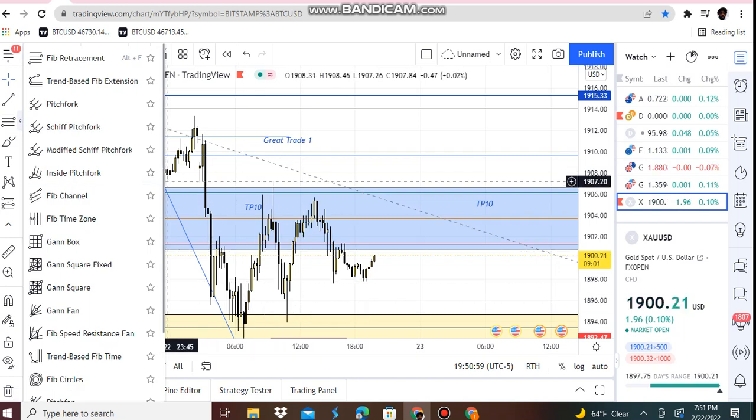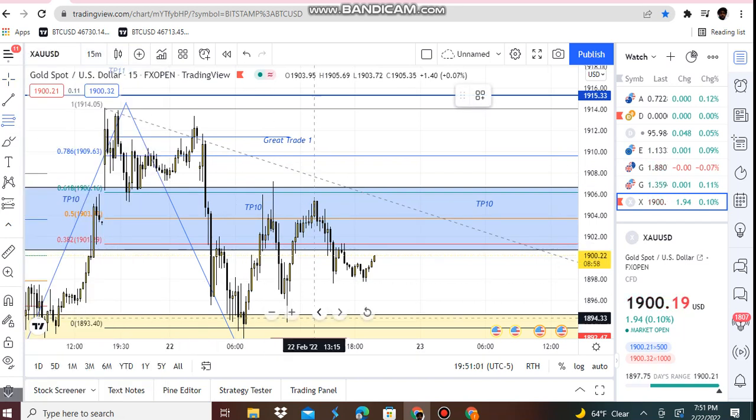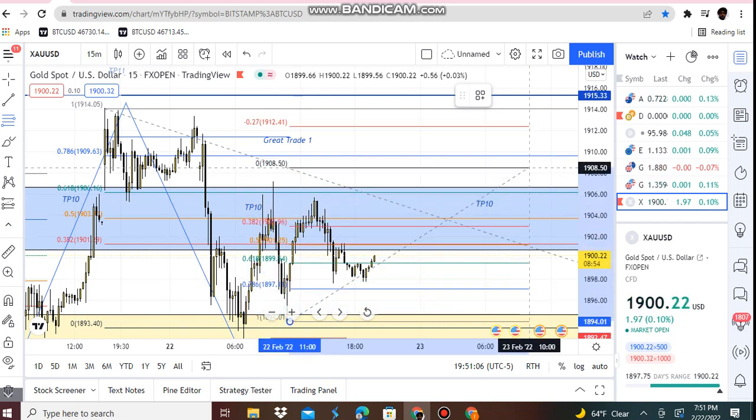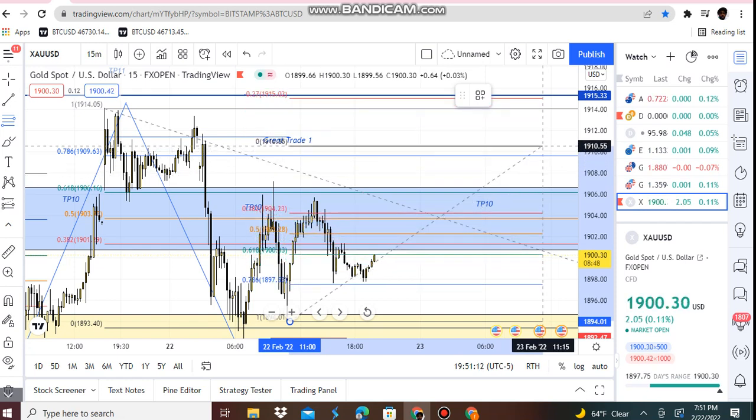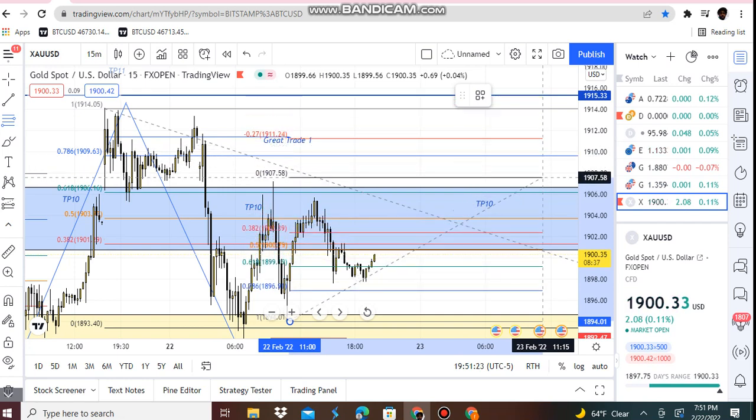which was here. We can draw our Fibonacci from here. Boom, the second time price made a hammer, and we could draw it up to great trade 1, or we could draw it right up to 1915. That's where take profit 11 starts, at 1915. We'll just draw the great trade 1 for right now at 1911.